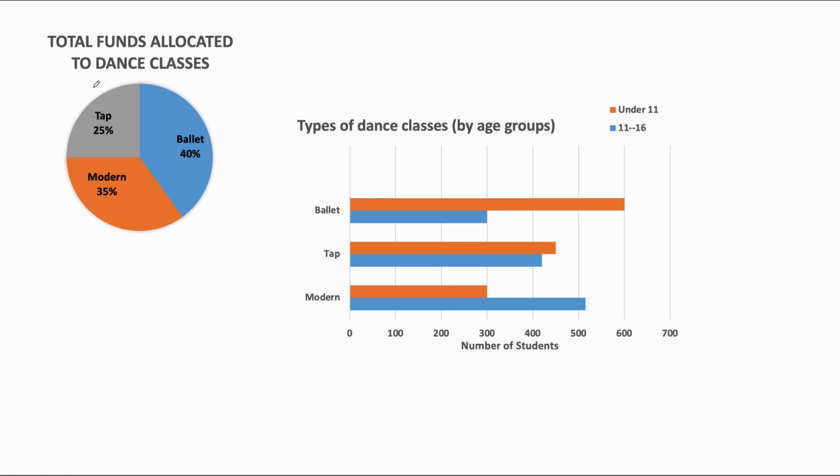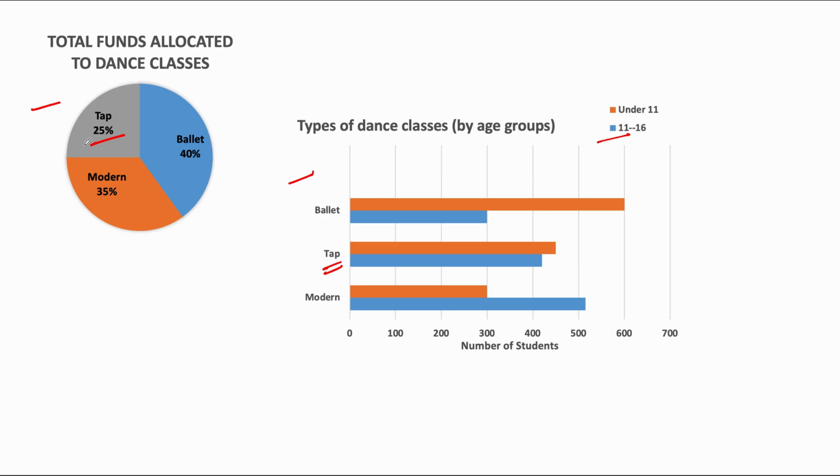An example of the kind of question where there could be a connection is here on your screen. If we had this pie chart and this bar graph, we could mention a connection between the two. We could say that tap dance, which is not very popular in either of the two age groups, gets the lowest percentage of funds as well.